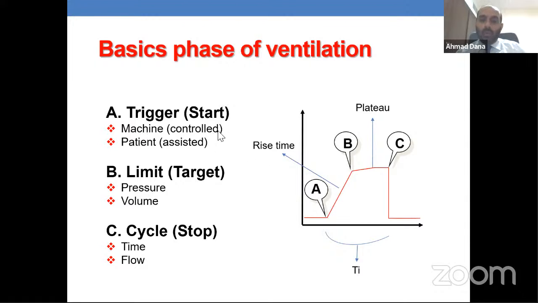So the initiation, again, we call the trigger. It can be fully machine controlled, especially if the patient is paralyzed, or it can be assisted, meaning the patient will trigger the ventilation, and the ventilator will synchronize with the patient to initiate the inspiration. The target here can be pressure or volume, and the cycle, as we said, can be time or flow. So this is the I time, the inspiratory time, until you initiate the expiration.